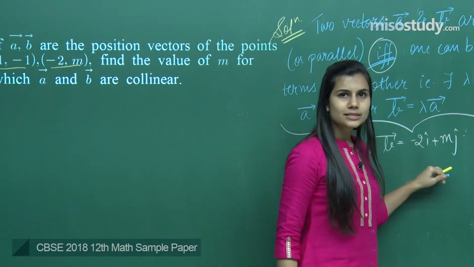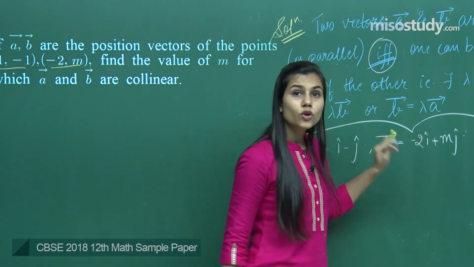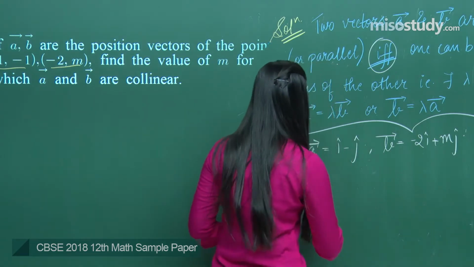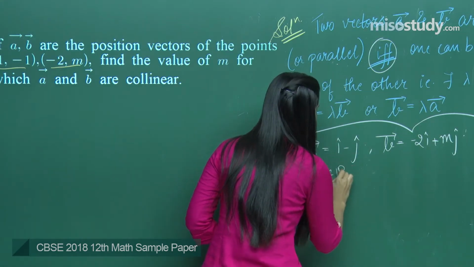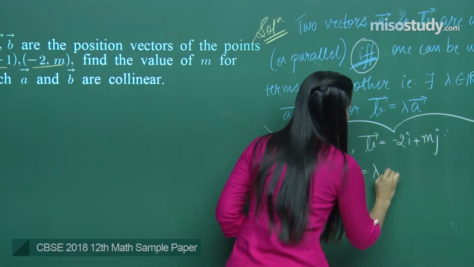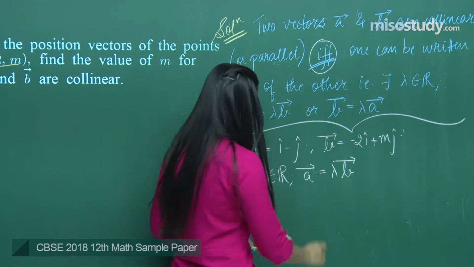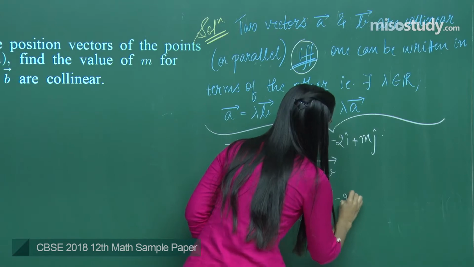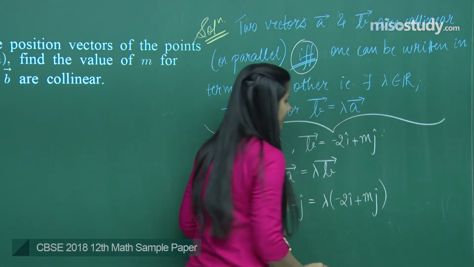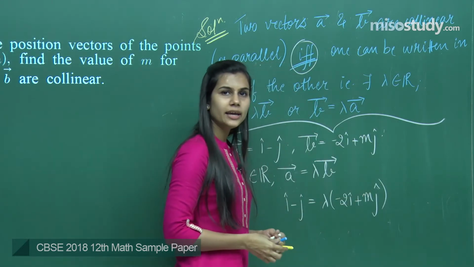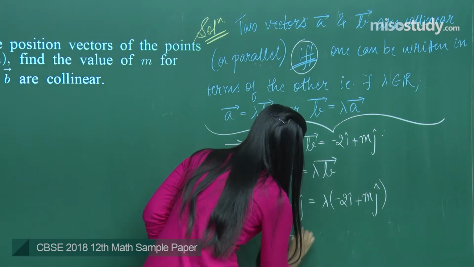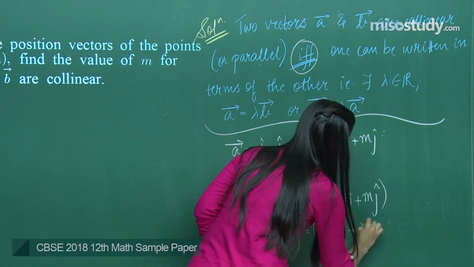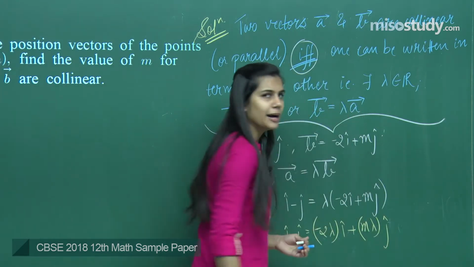This is your A vector and this is your B vector, such that they both are collinear for a certain m. I don't know what m is, but for a certain m, both of them are collinear. That means there exists lambda such that A vector is lambda times B vector. So what is A vector? It is i cap minus j cap equals lambda times (-2 i cap plus m j cap). Okay? So you have i cap minus j cap equals -2 lambda i cap plus m lambda j cap.